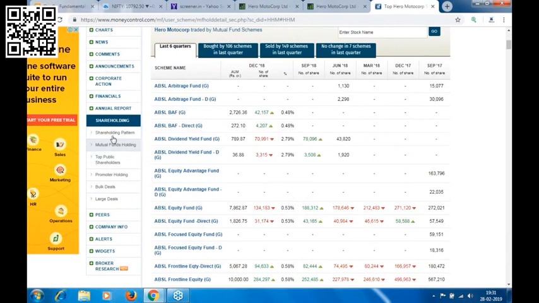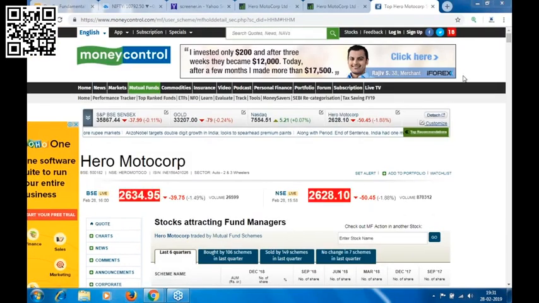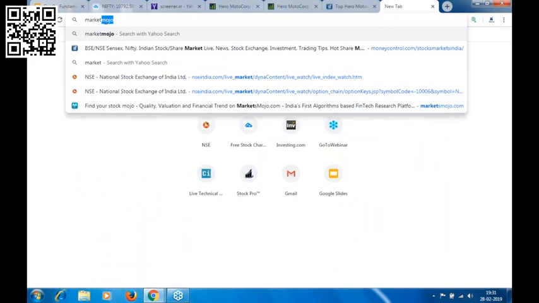So for promoters holding, mutual fund share, you can see the shareholding pattern, the mutual funds holding from here. From financials, you can see the balance sheet and the profit and loss statement of the company. You can do analysis on Moneycontrol also. Now another website that you can also use for your fundamental analysis is Market Mojo.